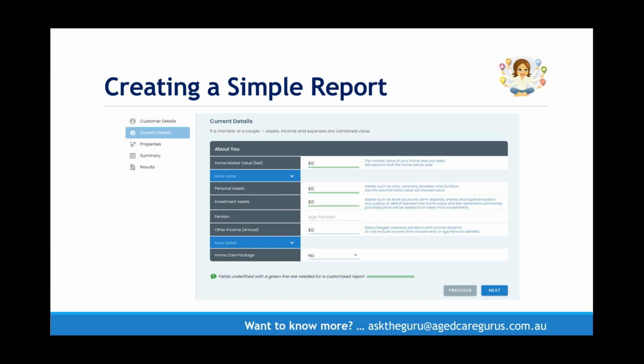And a simple report essentially doesn't calculate age pension, rent assistance, or home care package costs because the software doesn't have enough information. So if we don't get these three crucial pieces of information, we can't calculate how much pension they could expect to receive or how much rent assistance they might be able to receive or what their home care package costs might be.